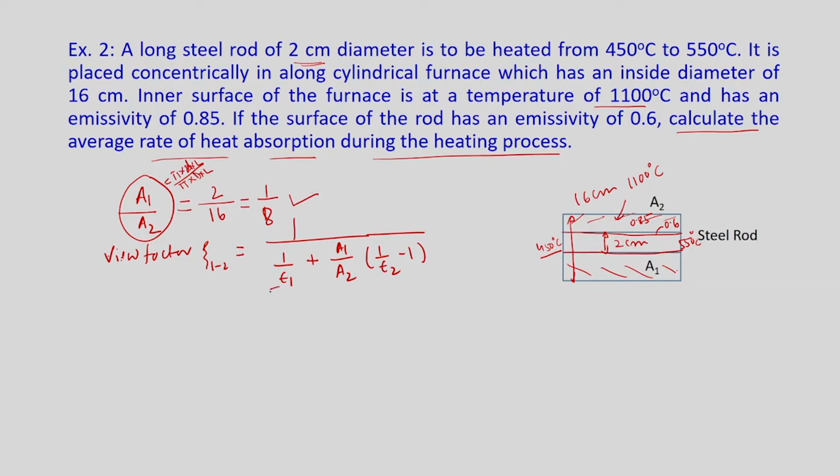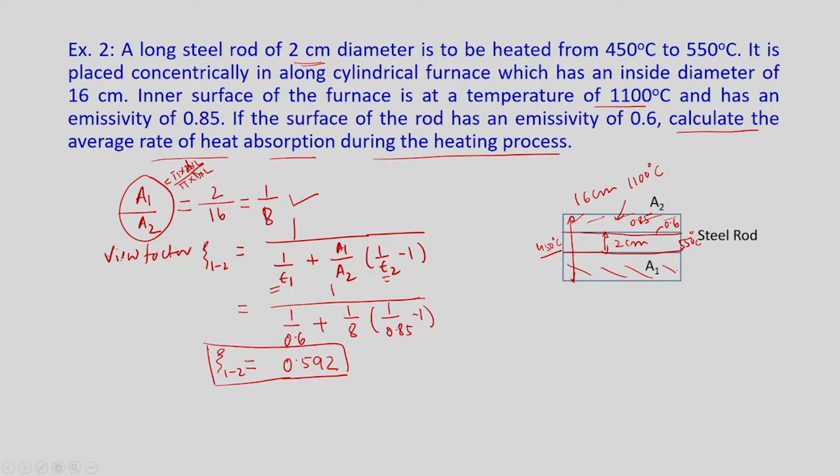And these values are given to us. Once we substitute these values, 1 by eta 1 is 1 by 0.6, plus A1 by A2 which is 1 by 8, times 1 by 0.85 minus 1. If we do the calculation, it will be about 0.592, right. So, this factor value is 0.592.